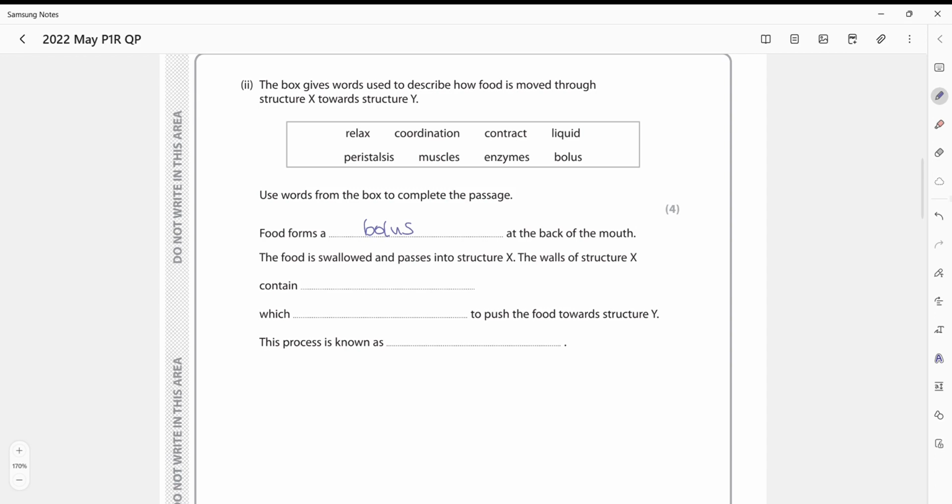So structure X contains muscles which contract to push the food towards structure Y. This process is known as peristalsis.